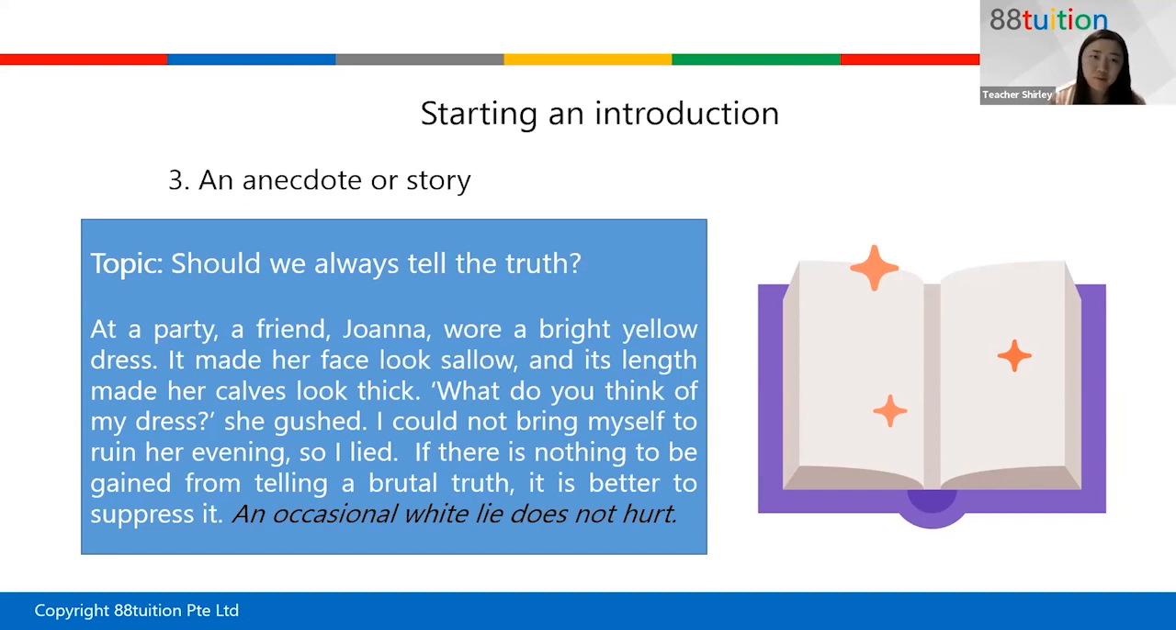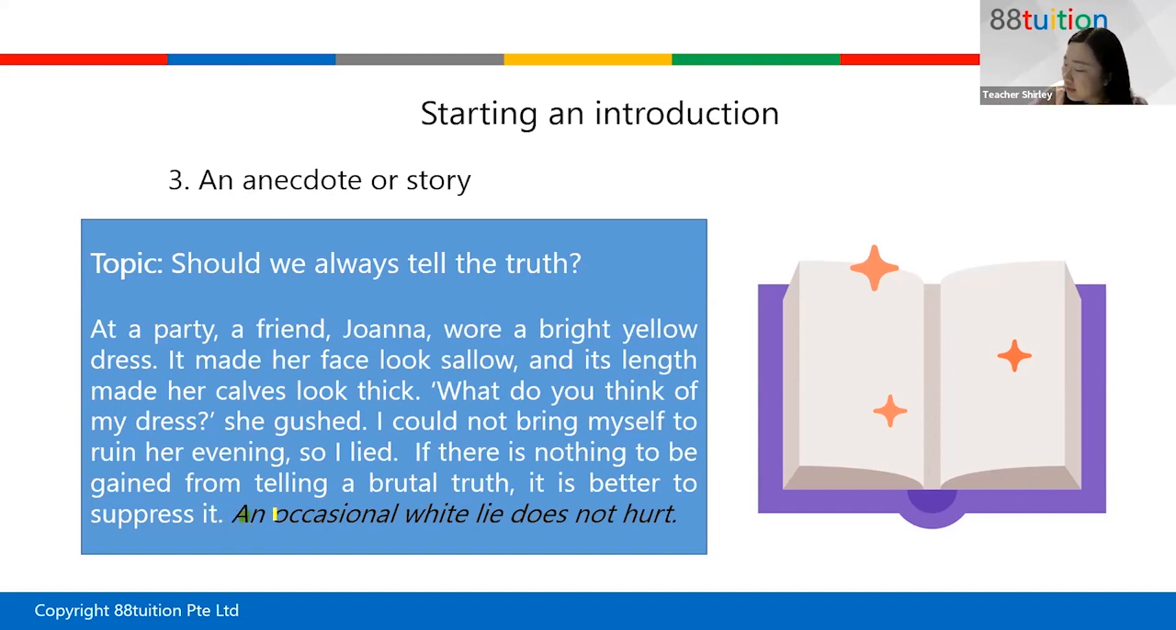Okay. So for example, at a party, a friend, Joanna, wore a bright yellow dress. It made her face look sallow, and its length made her calves look thick. What do you think of my dress? She gushed. I could not bring myself to ruin her evening, so I lied. If there is nothing to be gained from telling the brutal truth, it is better to suppress it. An occasional white lie does not hurt.